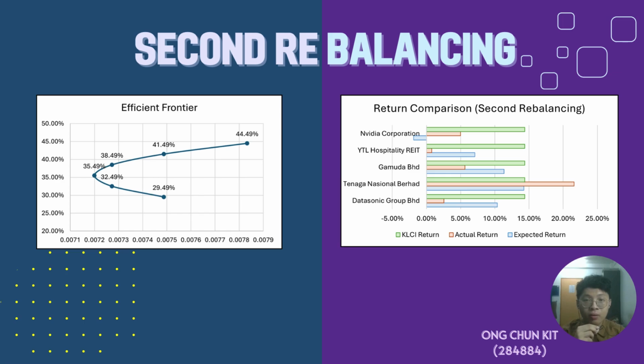On the other hand, YTL, Gamuda, and Datasonic underperformed compared to expected return. YTL Hospitality REIT has the lowest actual return of 0.75% among these securities. In short, we will consider lowering the weightage of securities that have lower expectations.